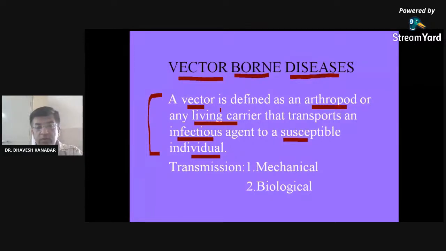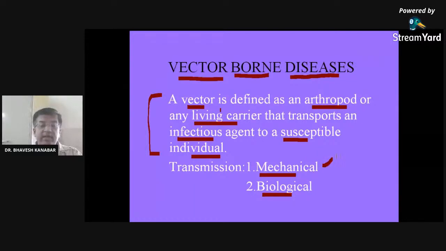Yes, Plasmodium. Plasmodium is the parasite. I am asking the name of the mosquito, and Plasmodium is not the name of the mosquito. Plasmodium vivax, or Plasmodium simply, is the parasite which is responsible for malaria. A vector can transmit infection in two forms, mechanical and biological.